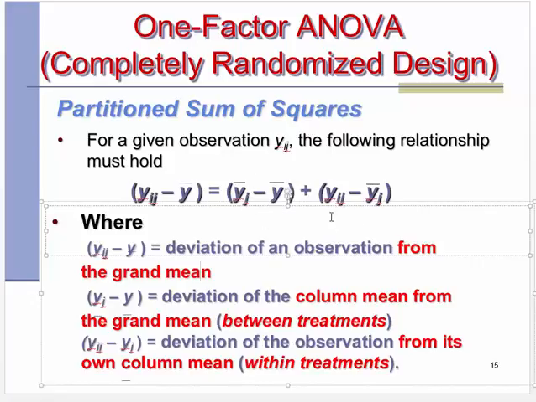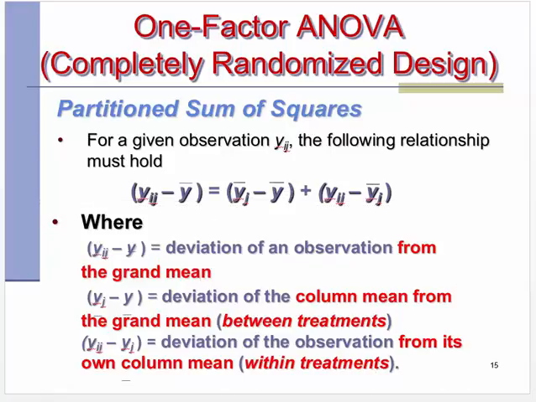This part is the deviation yij minus yj bar, the deviation of the observation from its own column mean. This is the individual observation. So that deviation is due to variations within the same treatment group, which we call within treatment. So there is a between treatment part and a within treatment part in a total deviation.